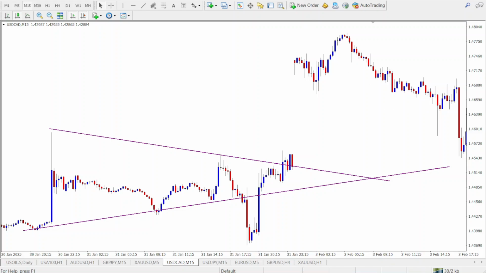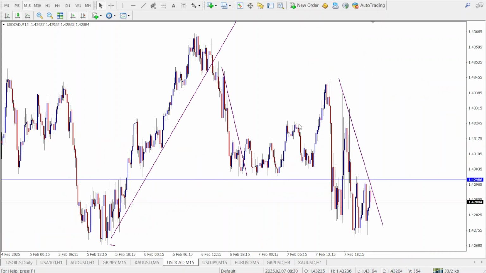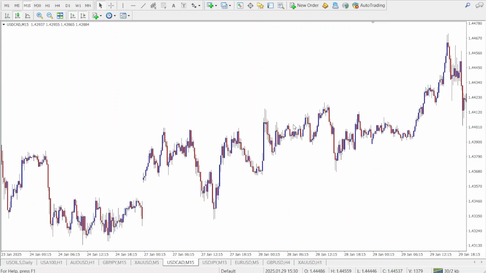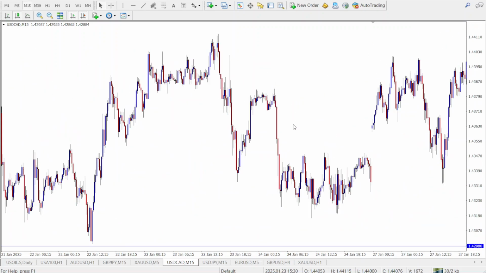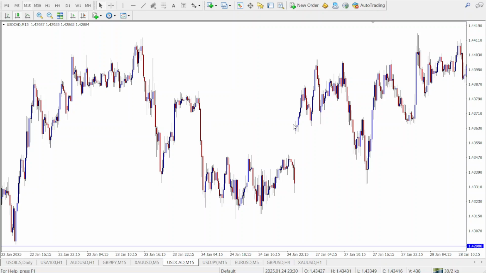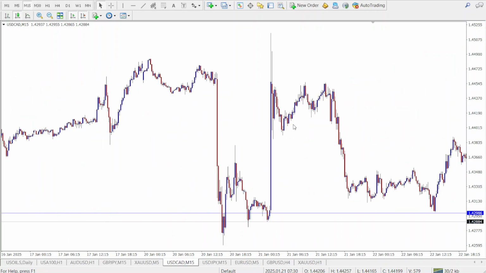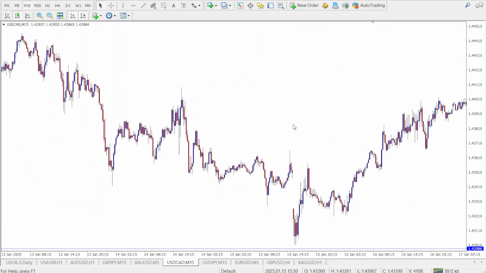Giving you an early warning to exit or enter in the opposite direction. Two of the most common reversal patterns are double tops and double bottoms. Okay, so we're going to be looking at a double top pattern and a double bottom pattern.